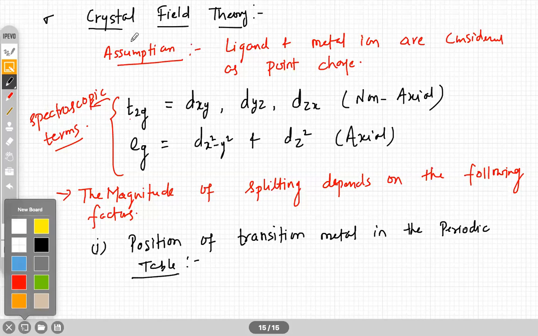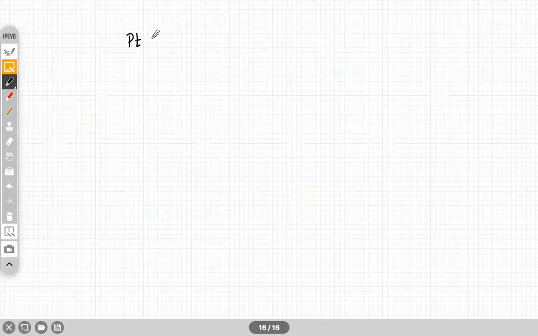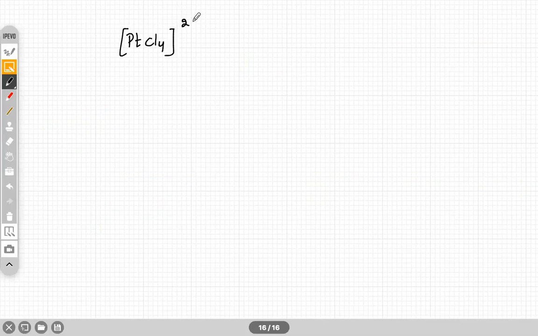For example, if you compare the splitting in PtCl4 2 minus and PdCl4 2 minus, as we go down the group, the magnitude of splitting increases. So platinum produces more splitting than palladium.